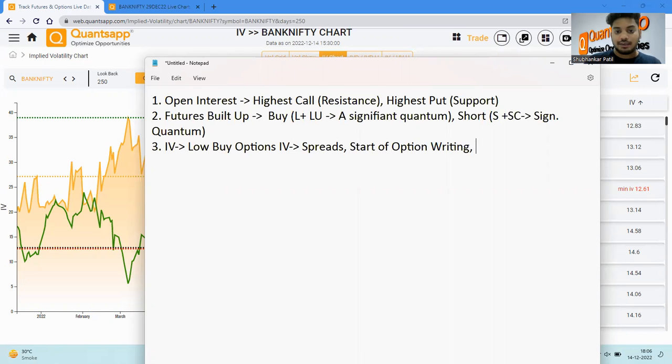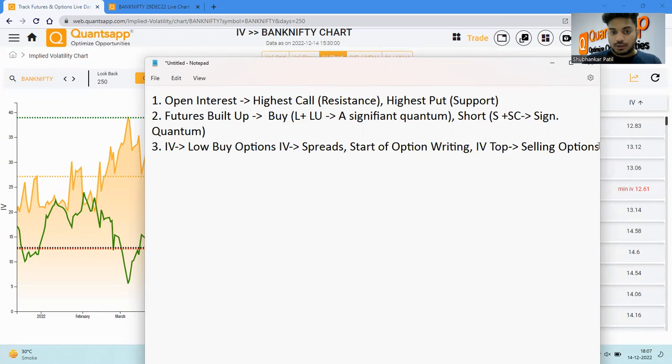And lastly, if the IVs are at the top, what will you do? You will start selling options, but try to do it with a hedge. If you are writing options, just go ahead with a hedge. Don't sell random options. So this is the thing with IVs.